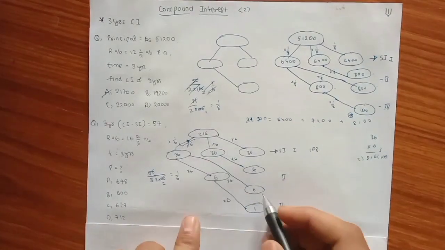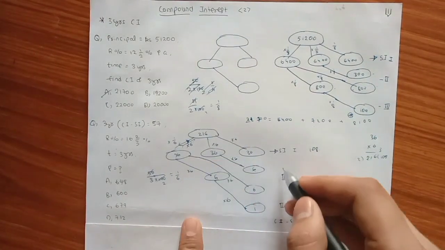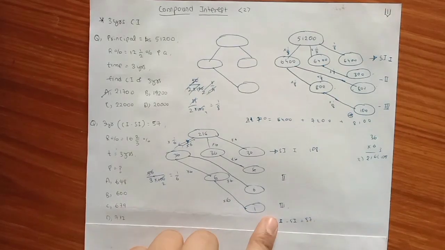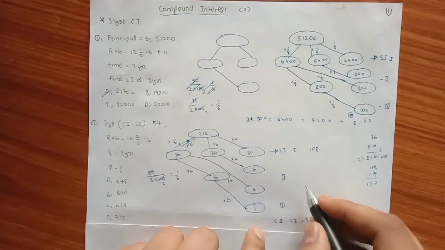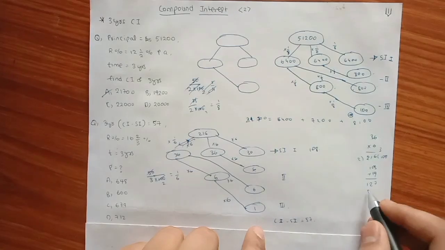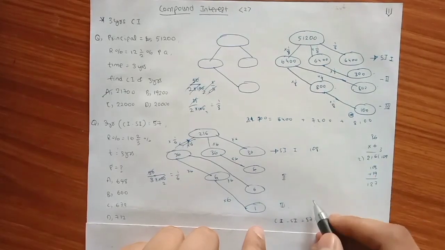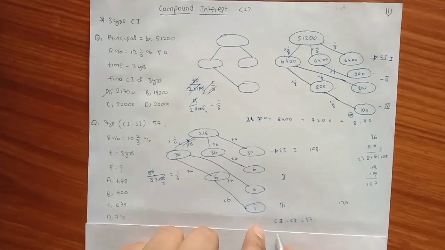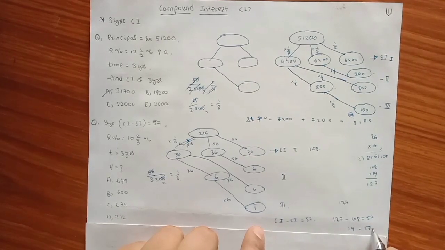Now if we add all these numbers, like the combination of first, second, third row, then for the whole we got 1 plus 2 plus 3 rows as 127. So the whole of these rows is 127. What we said is that 127 minus 108 is 57. Then here we are left over with 19. When 19 is 57, 19 times 3 is 57, which means 1 equals 3.